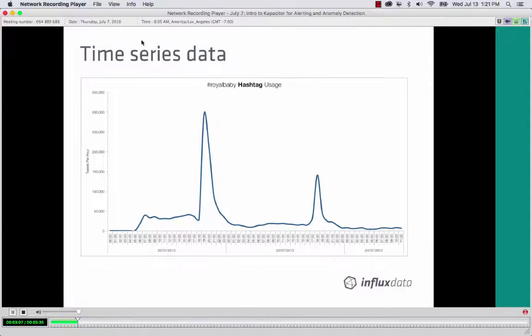To give you a good example of something that is time series data, here we have the hashtag royal baby usage over time. On the x-axis, we've got a bunch of timestamps, and on the y-axis, we have the number of tweets per hour. This is a quintessential example of time series data: x-axis time, y-axis some metric.